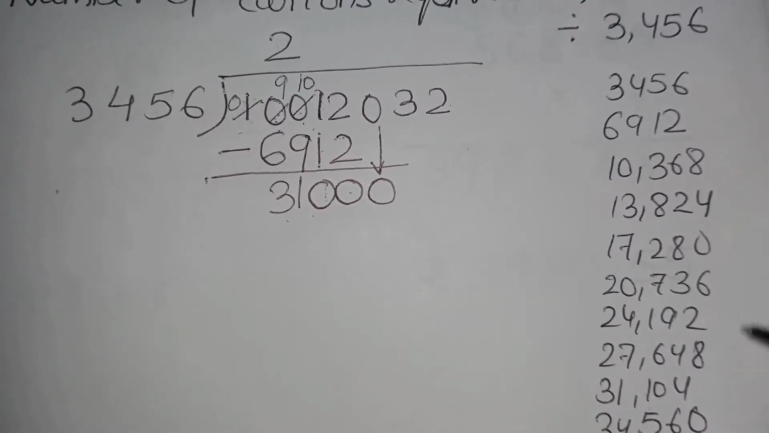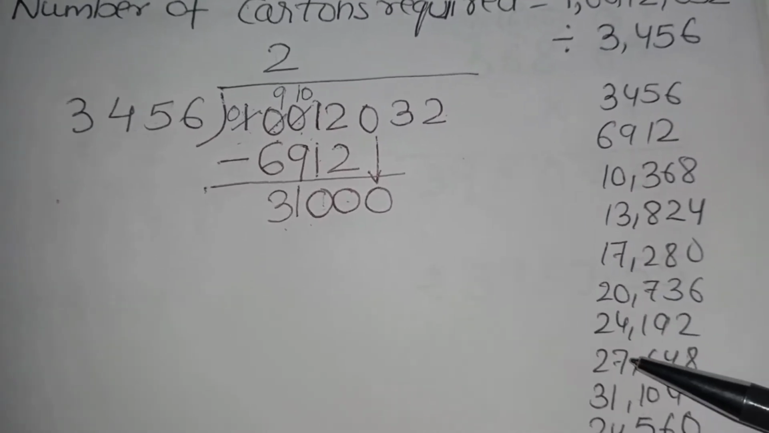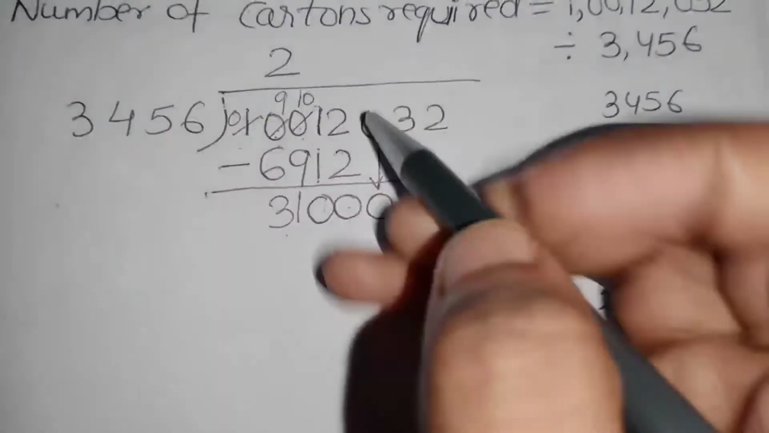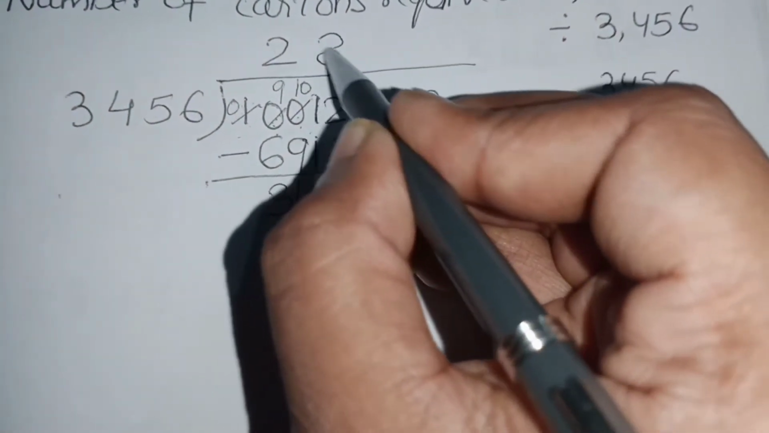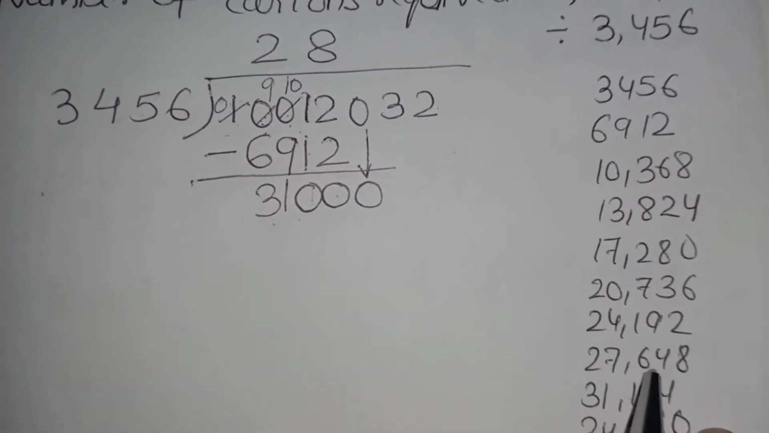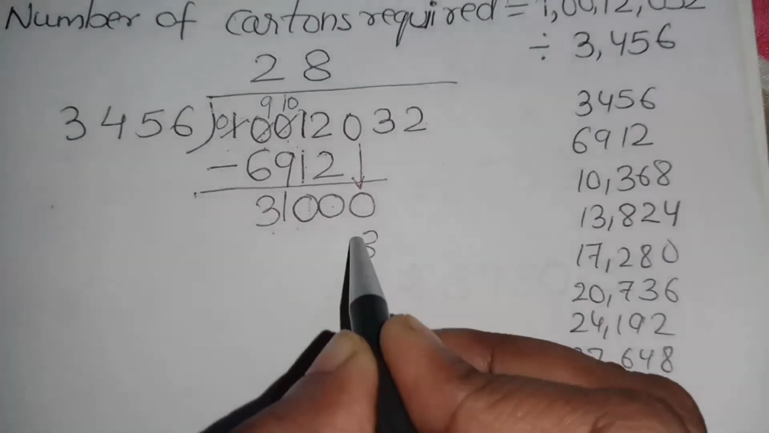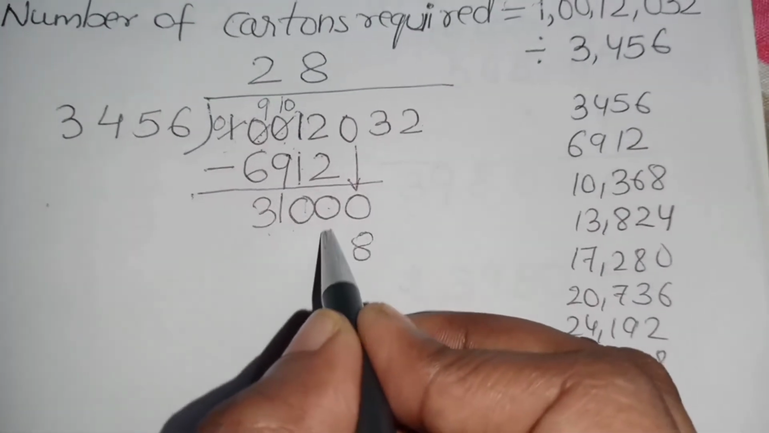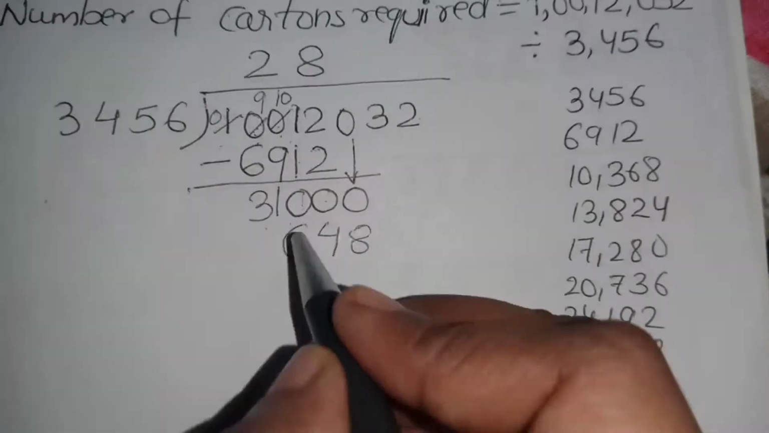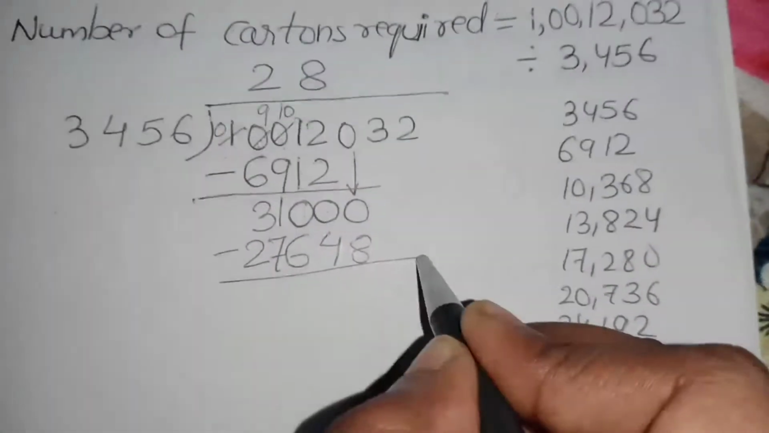That is 27,648. Now how many times does it come? Let's see. 1 2 3 4 5 6 7 8 times. That means 3,456, 8 times. How much is it? It is 27,648. So right from the back, 8, 4, 6, 7 2. Now let's subtract it.